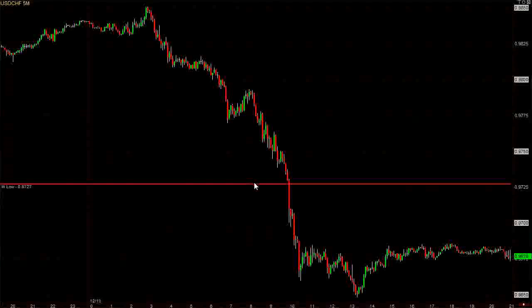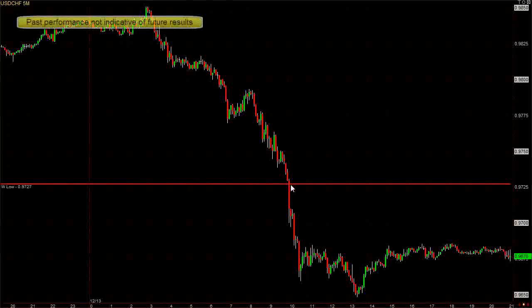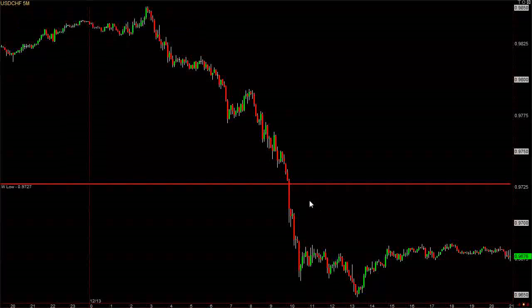Oftentimes in the weakest currencies, when price comes down and it absolutely doesn't even stall or resist that area at all, it's usually likely to continue. As you can see here, it continued down another 60 or 70 pips.